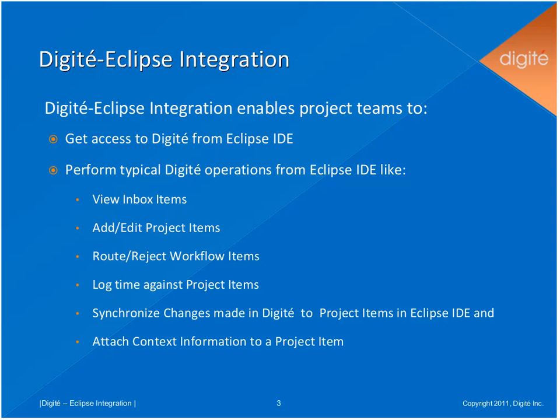So just to highlight, a developer can view his inbox items, add or edit project items, route or reject workflow items, log timesheet data against the project items, and at the same time synchronize changes made in the project items in Digite so that they are seen in the Eclipse IDE. And more importantly, it also has a feature where the developer can attach the context information to a project item.